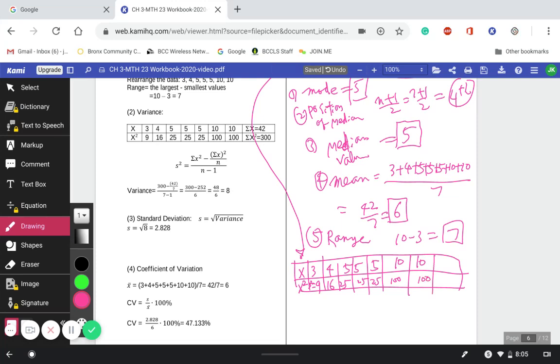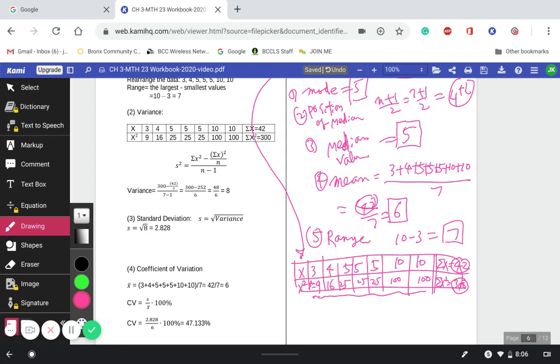And then at the end, you try to find the summation of x, which means adding all these numbers. I said it was 42, right? I got it from the previous question, 42. Now I have to add the summation of x squared, which means adding the x squared values: 9, 16, 25, 25, 25, 100, 100. When I do that, I got 300, unless I made a mistake.